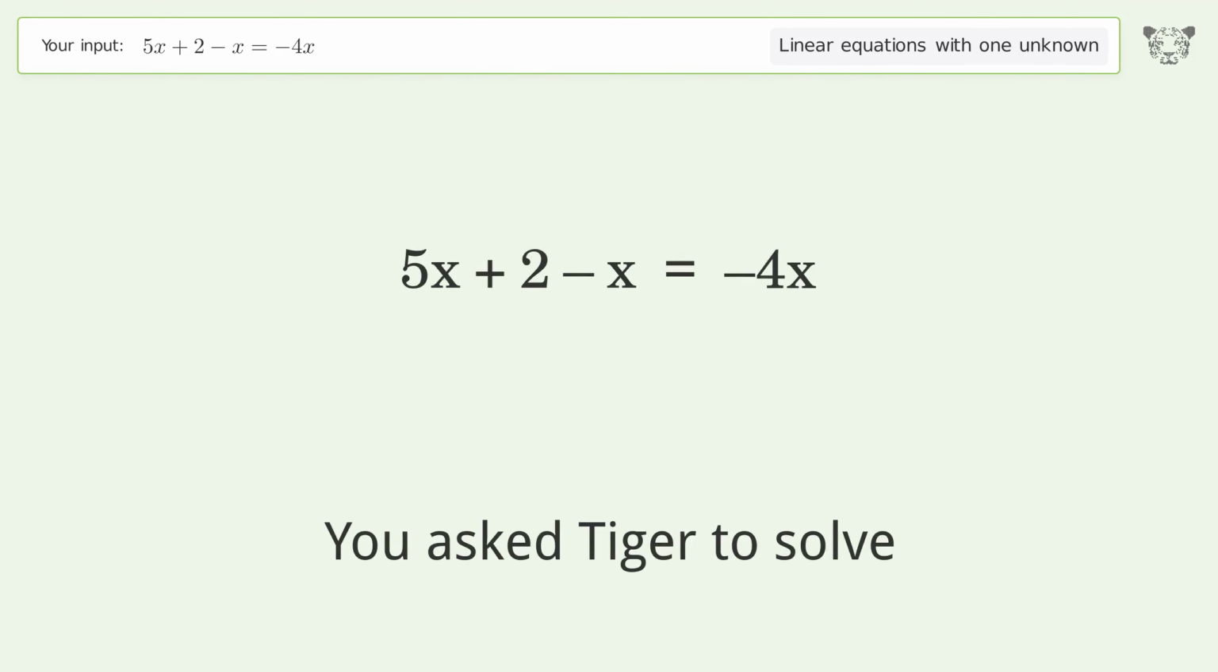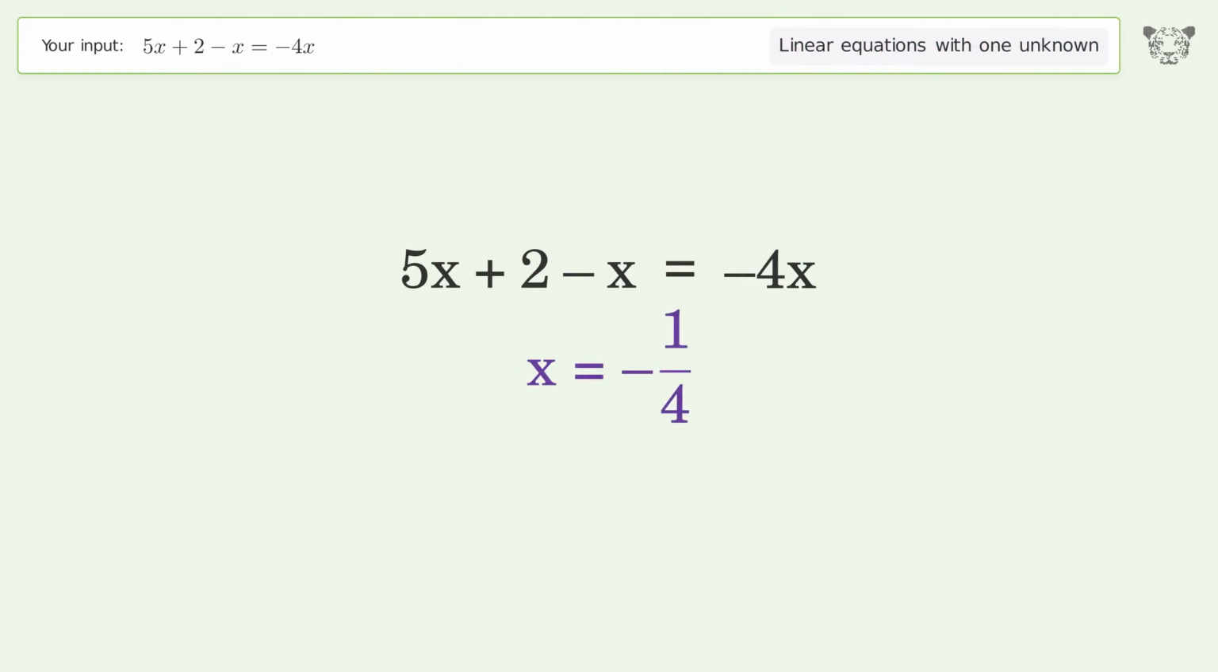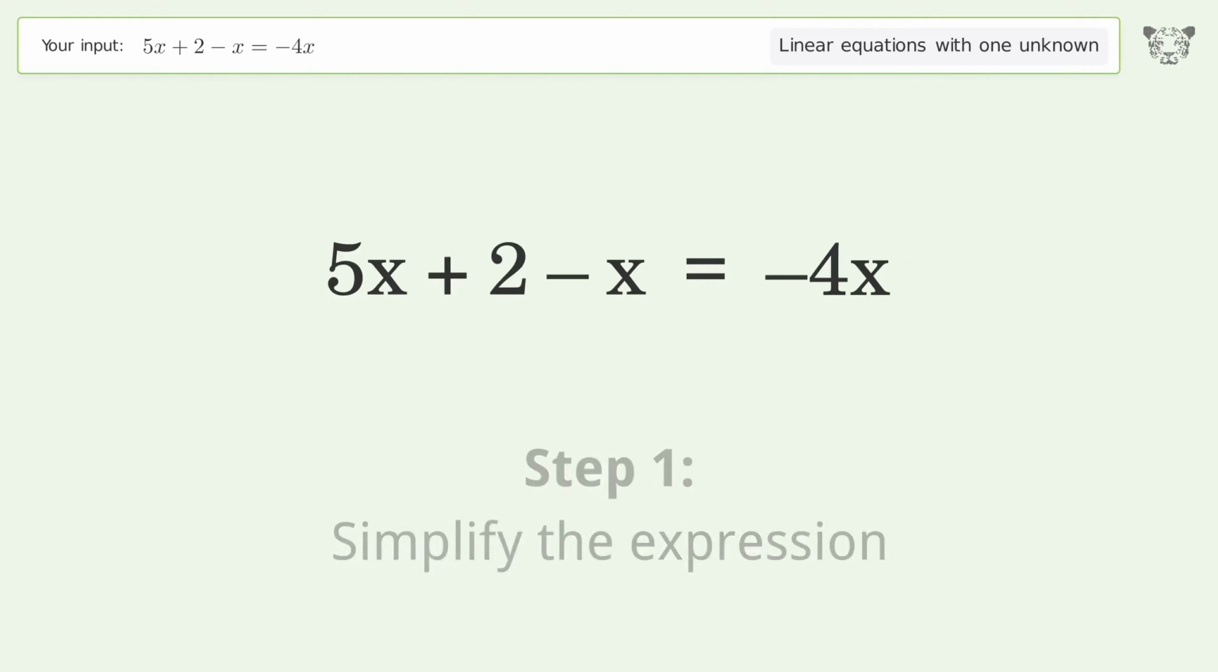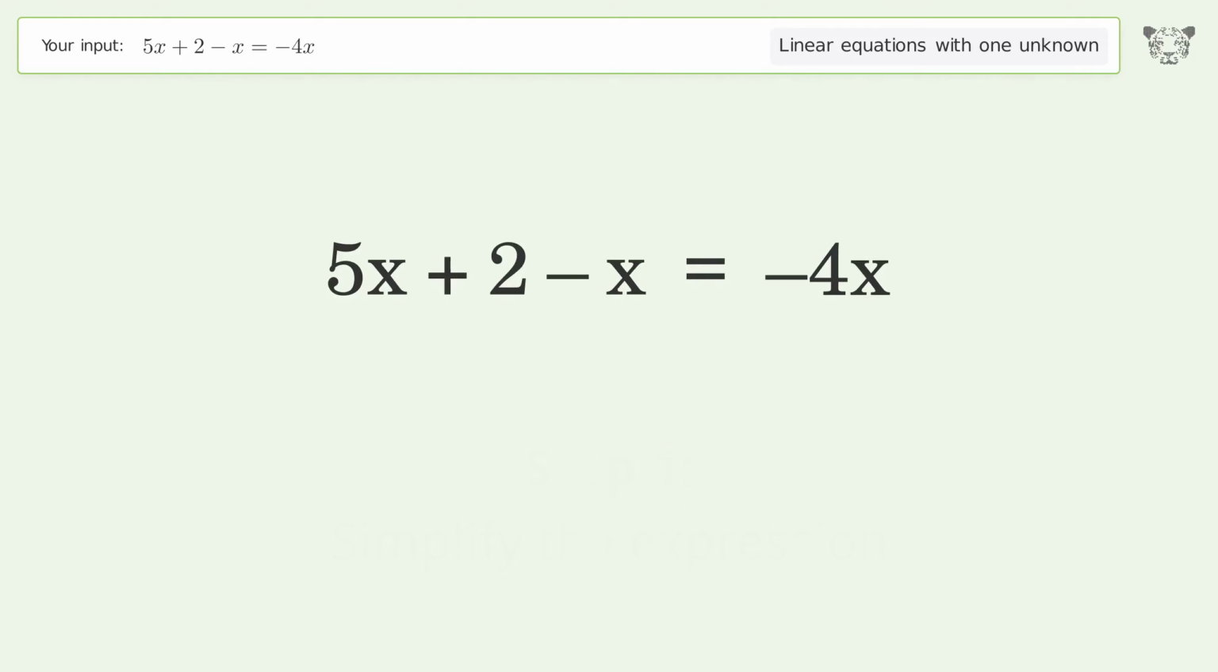You ask Tiger to solve. This deals with linear equations with one unknown. The final result is x equals -1/4. Let's solve it step by step. Simplify the expression. Group like terms.